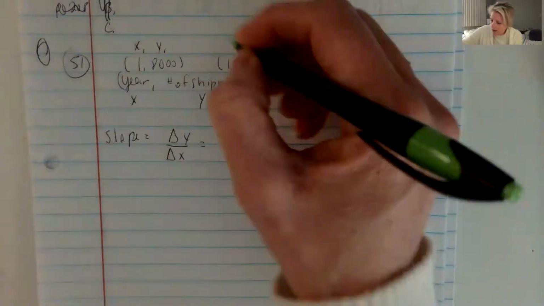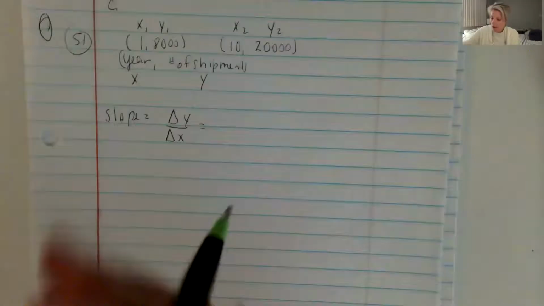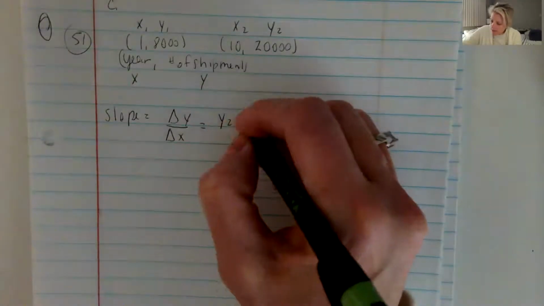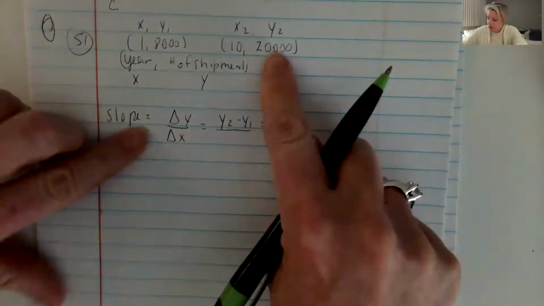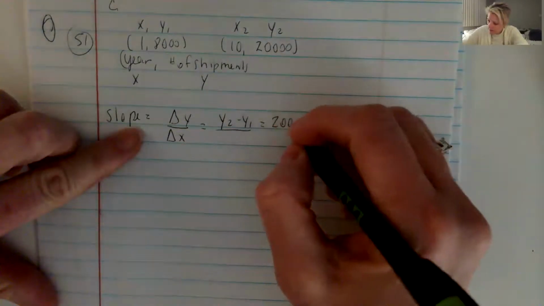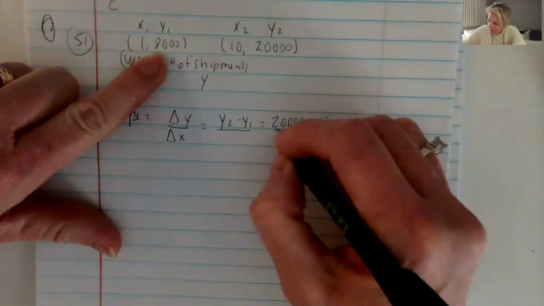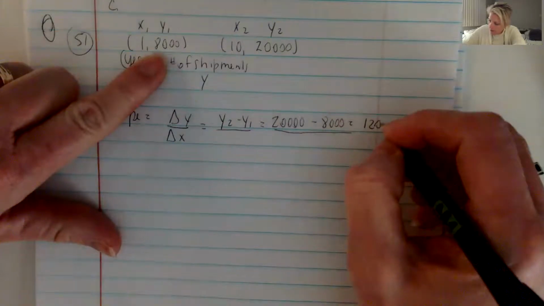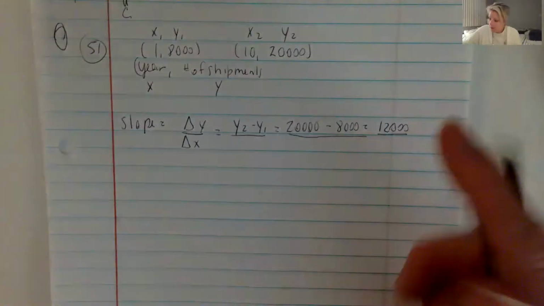And you'll see in my other videos that I label these X1 and Y1 and X2 and Y2. And it doesn't matter which one you name which. It's just that you're consistent from one to the other, because we are going to take the difference in our Y values in the numerator. So I'm going to start with 20,000 and subtract 8,000. So I get a difference of 12,000. So the number of shipments increased by 12,000.